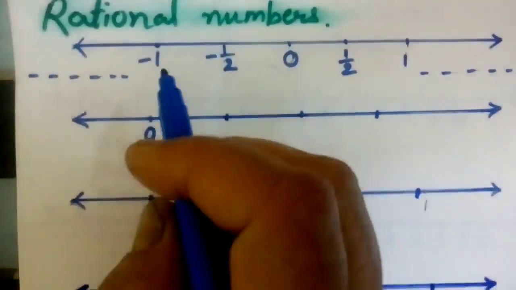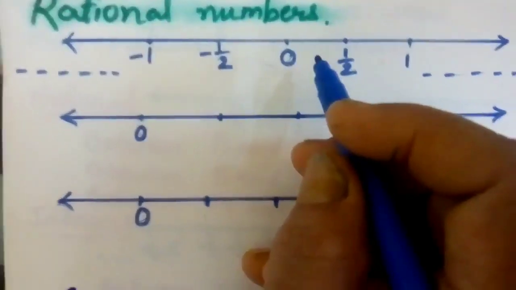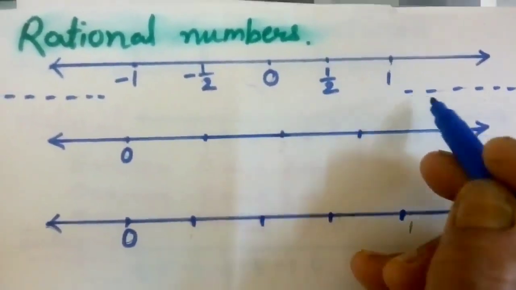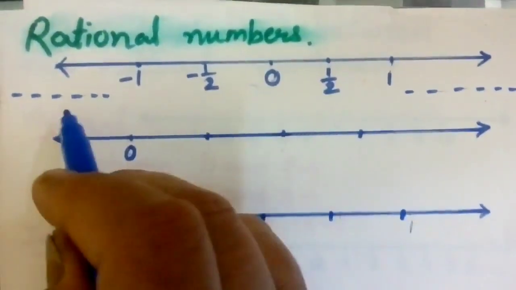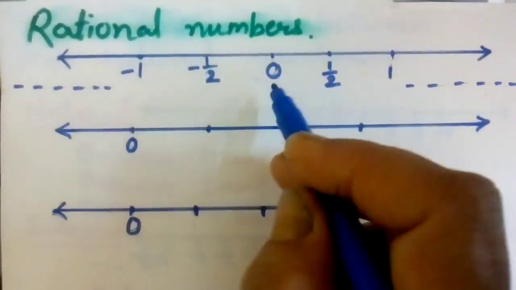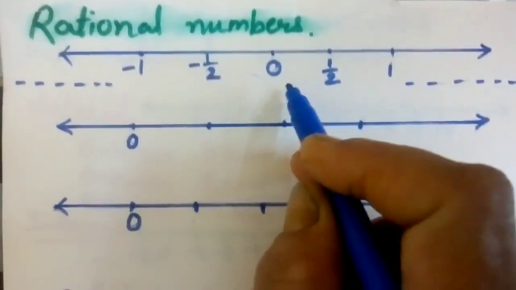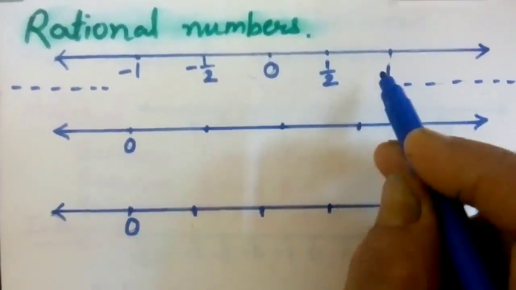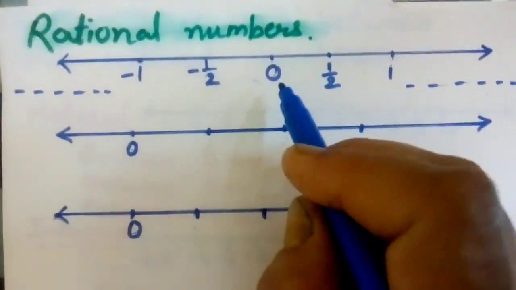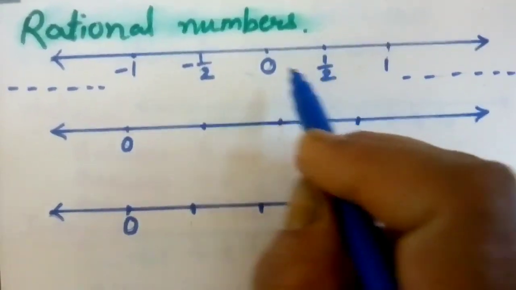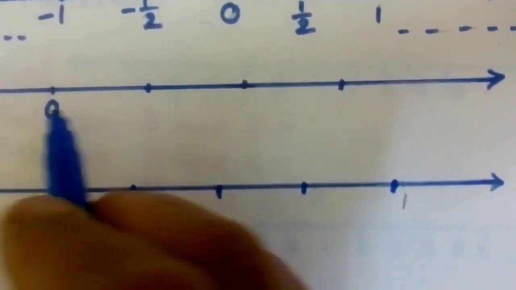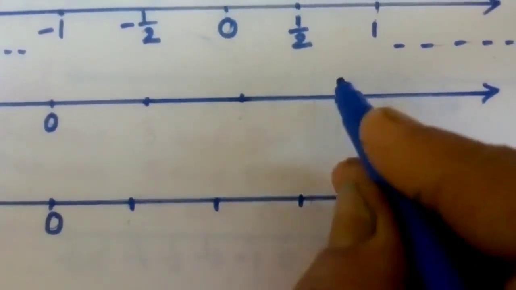Let us study the representation of rational numbers on a number line. The number line extends infinitely on both sides. On the plus side also infinite numbers, on the minus side also infinite numbers. But here in the number line we can see that there are still some numbers between two numbers, that is 0 and 1, and 0 and minus 1. We can see between 0 and 1 there is 1 upon 2, and between 0 and minus 1 there is minus 1 upon 2.